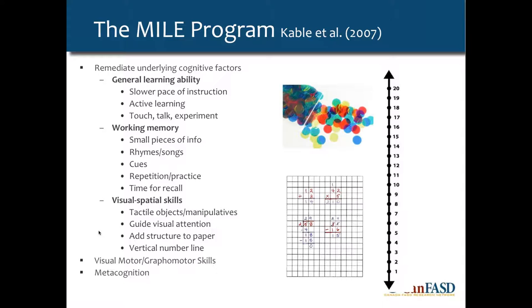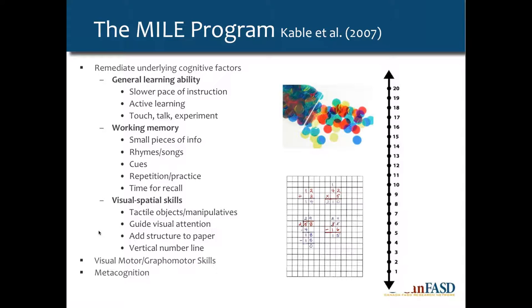a big component is that it attempts to remediate the underlying cognitive factors that are related to math difficulty. So things like a general slower learning ability. So they have a slower pace of instruction, active learning. They have a lot of attempts to assist with working memory difficulties that are related to math, so using cues, repetition, small pieces of information, and also the visual spatial skills, since difficulties in those skills could lead to difficulties in math.